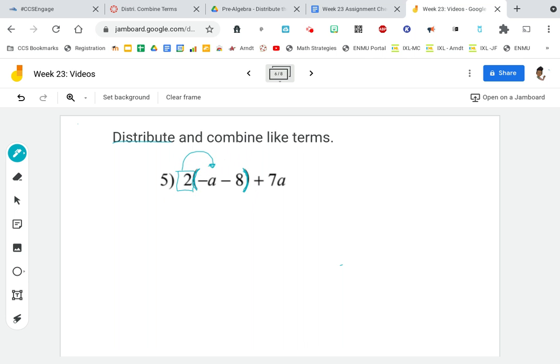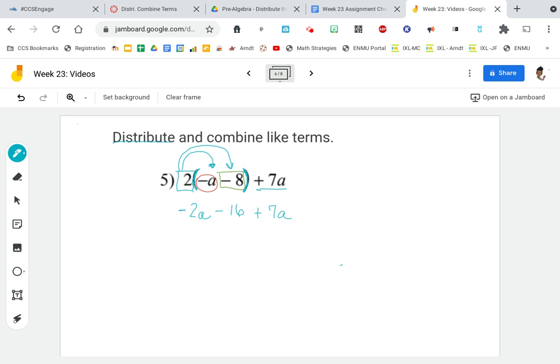So I have to give out this 2 to the negative a. So 2 multiplied by negative a, positive times a negative is a negative. So that's negative 2a. And then I have to give out this 2 to the negative 8. So a positive 2 times a negative 8 is negative 16. Now notice I haven't done anything with this positive 7a, so I'm just going to bring that down.